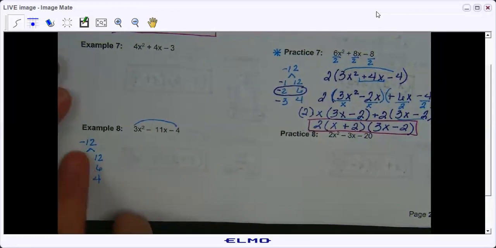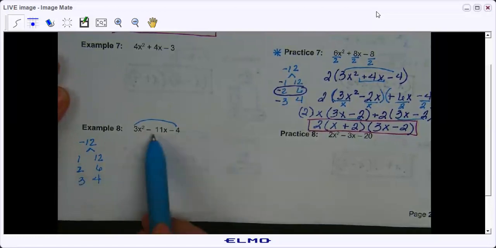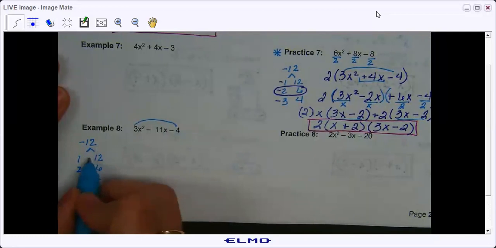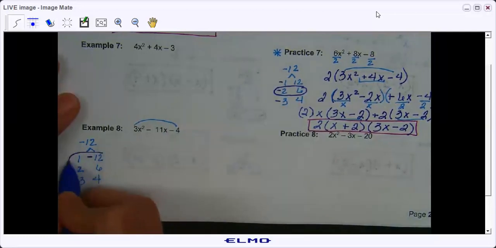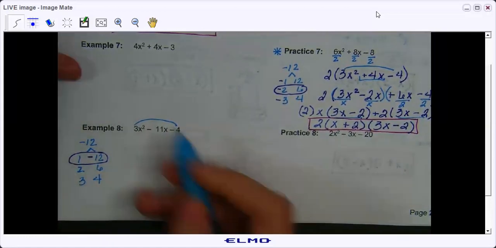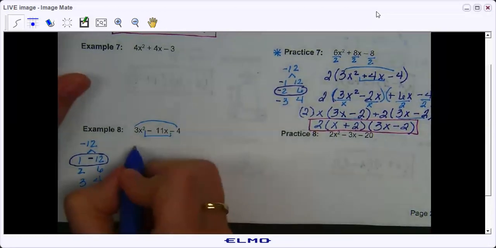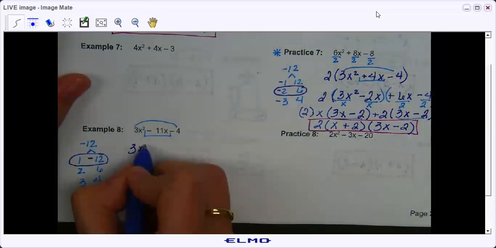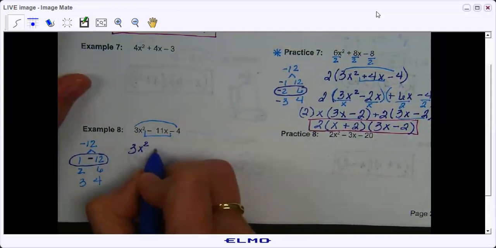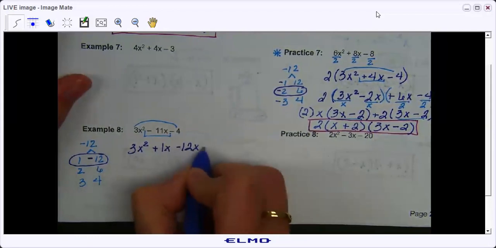So since this is negative and that is negative, I know that one of these needs to be negative. So since my larger number is negative, my larger number here needs to be negative. And so we're going to have a positive 1 and a negative 12. So we're going to substitute that in where the negative 11 is. So we have 3x squared plus 1x minus 12x minus 4.